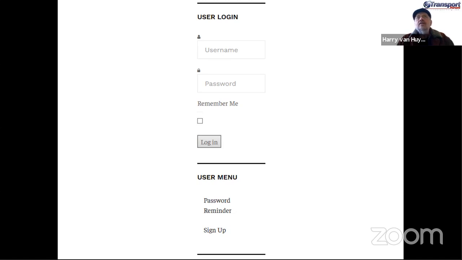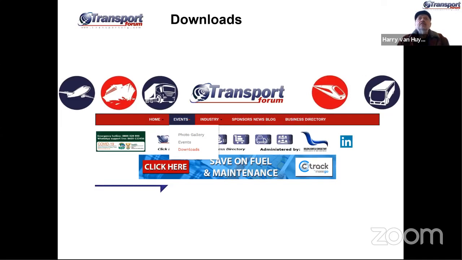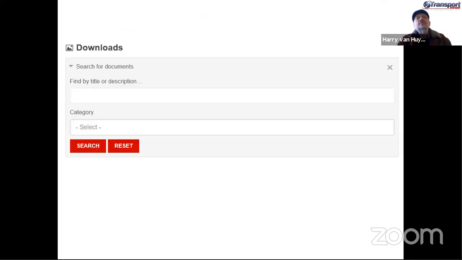Once you've logged in, you can go to the website itself. If you select events and go to downloads, you will be able to open a little downloads search engine. The download search engine looks like this. In the top field, you can type in somebody's name or surname, and it will give you all the presentations presented by that person over the past 13 years of the Transport Forum.